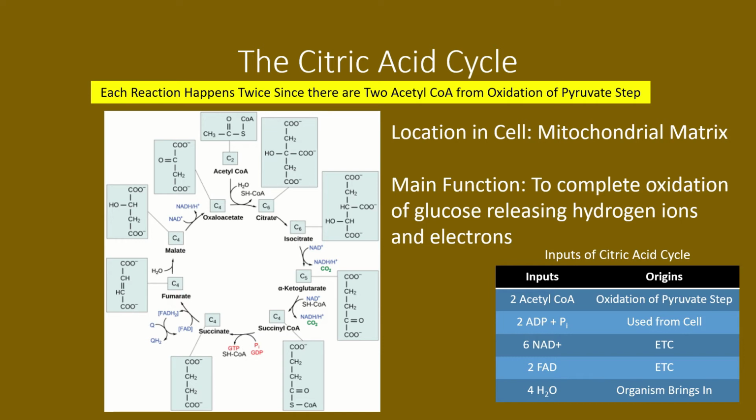We need two NAD pluses, which come from the electron transport chain. And then there's a new electron carrier called FAD. And FAD also comes from the electron transport chain to be reduced into FADH2 in one of the steps of the citric acid cycle. We also need water. Water helps to split up a lot of these molecules so we can have more access to hydrogen ions and electrons.